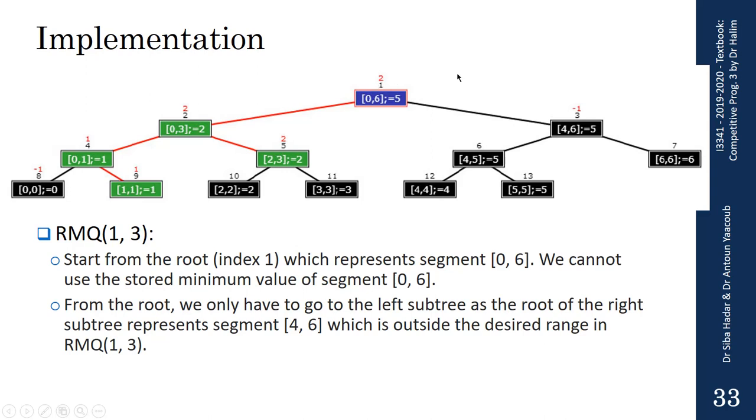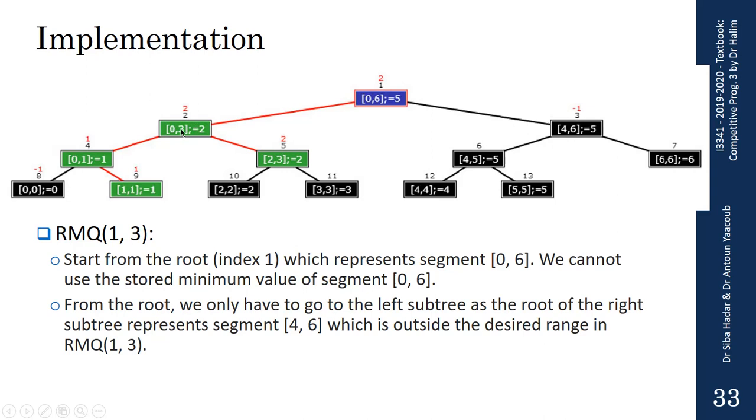Whenever I look at the right, I see 4, 6. So 1, 3 is not in 4, 6, so obviously I will return minus 1. So I should look in the left part. This is done recursively. I should look left and right. So on the right, it will end directly.